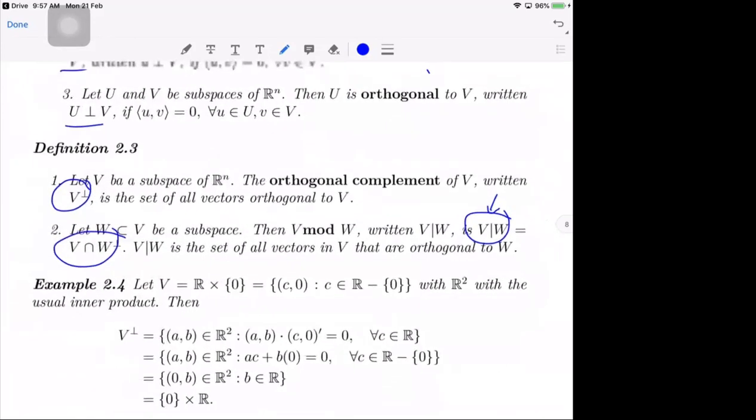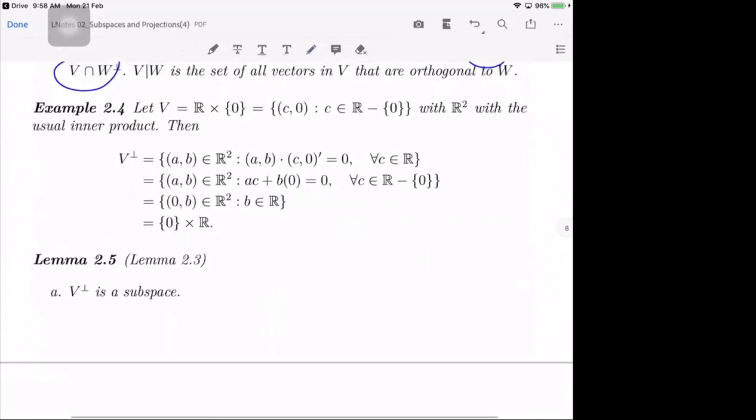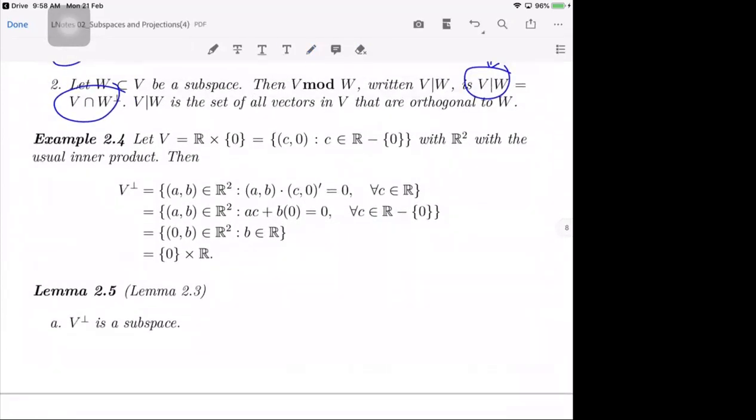Okay? So as an example, what time is it?